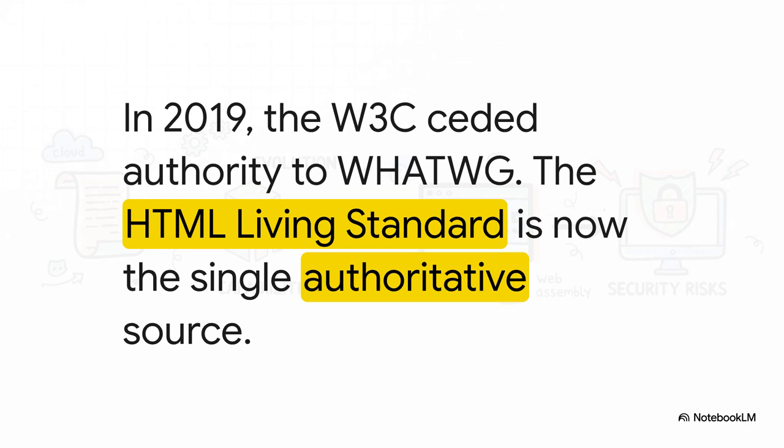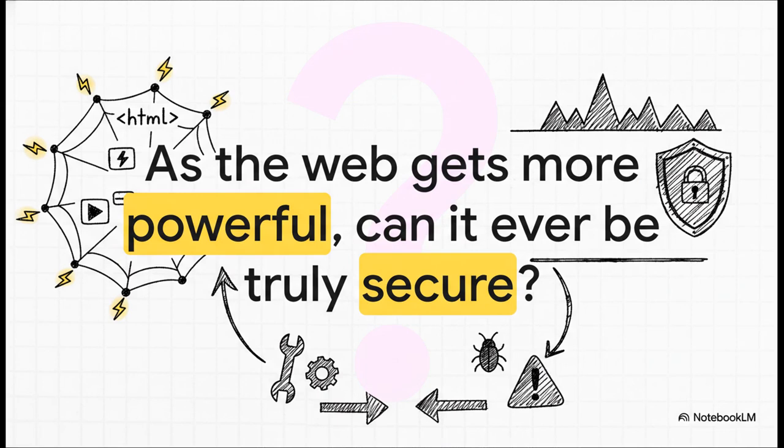The living standard won. So that's the world we live in now. HTML isn't a static thing with version numbers anymore. There won't be an HTML6. There is just HTML, a single, constantly evolving language. And that's so important because it means it can adapt to new technology and, crucially, react fast when new security threats pop up.